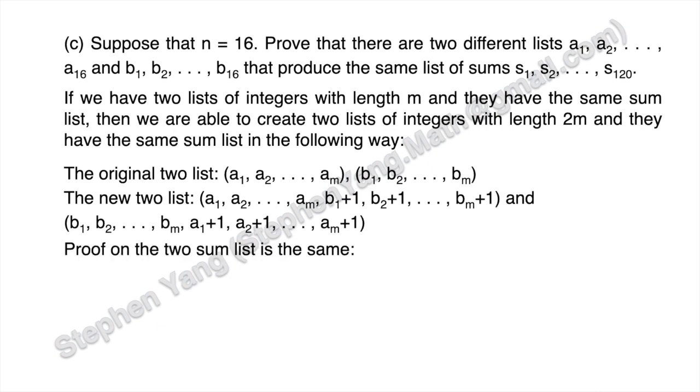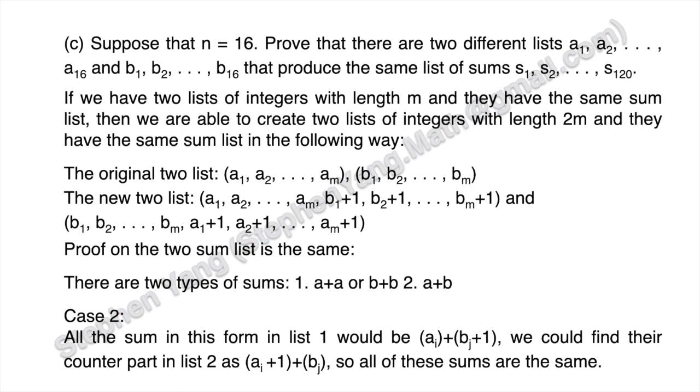So now I will prove that the new two sum lists are the same. There are two types of sums. It will be either the same variables added together, which are a plus a or b plus b, or different variables added together, which is a plus b.